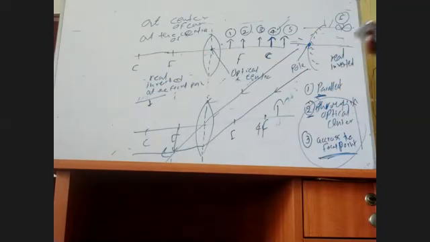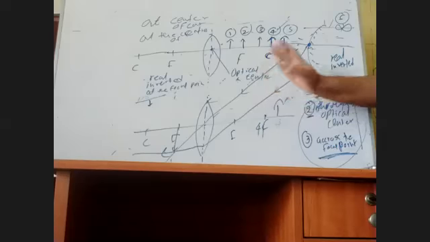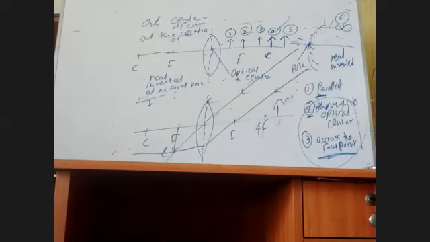Did everyone get it? Both of these ray diagrams are correct for the case when the object is placed at infinity. Okay. Did everyone get all the points? Is everything clear for you all?